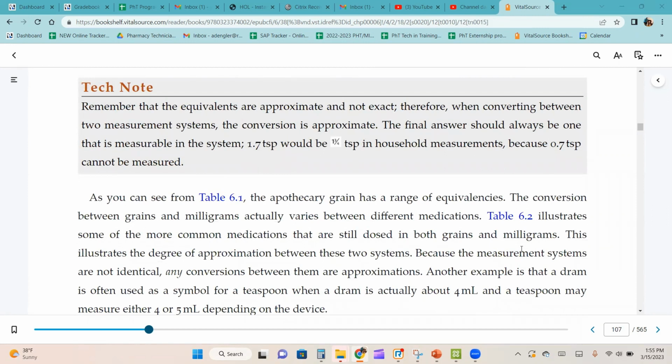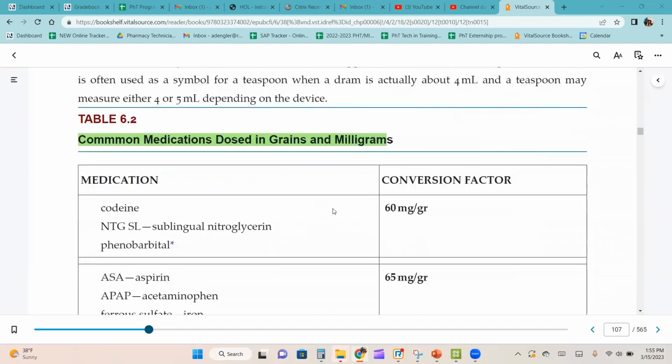As you can see from table 6.1, the apothecary grain has a range of equivalencies. The conversion between grains and milligrams actually varies between different medications. Table 6.2 illustrates some of the more common medications that are still dosed in both grains and milligrams. This illustrates the degree of approximation between these two systems. Because the measurement systems are not identical, any conversions between them are approximations. Another example is that a dram is often used as a symbol for a teaspoon when a dram is actually about 4 ml, and a teaspoon may measure either 4 or 5 ml depending on the device.